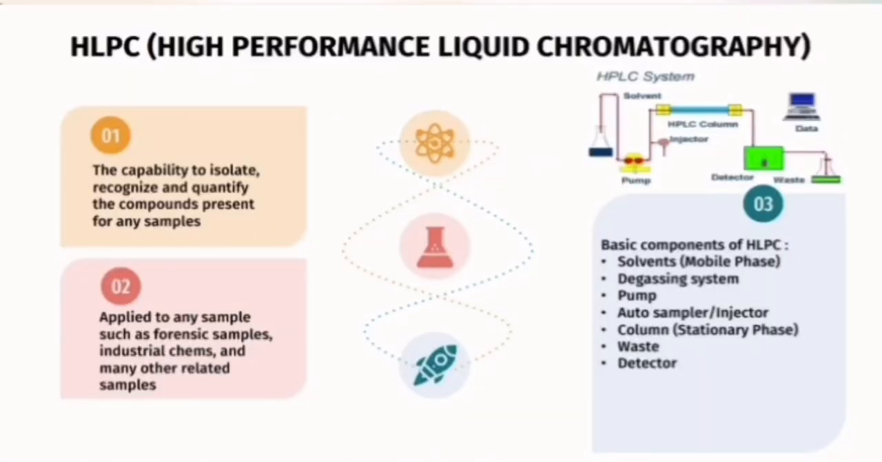I'm Hakim Rosman, and I'm going to discuss the HPLC experiments. HPLC, or High Performance Liquid Chromatography, has the capability to isolate, recognize and quantify the compounds present in samples. It is applied to samples such as forensic samples, industrial chemicals and many other related samples. The basic components of HPLC are solvents, which is the mobile phase, degassing system, pump, autosampler or injector, column, which is the stationary phase, waste, and also the detector.